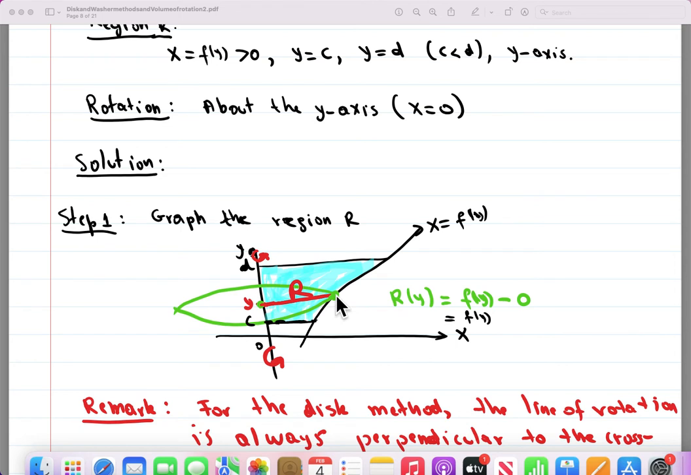So at the right point, that's exactly where the function is. So at this point, we know it's x equals f of y. At this point, that's on the y-axis. By the equation, the y-axis is x equals 0. So this is x equals 0. So to find the radius of this disk, we will take f of y minus 0, which just gives us f of y.